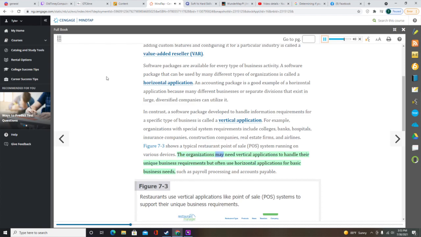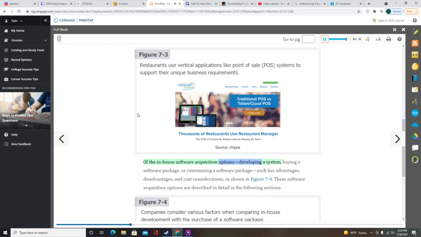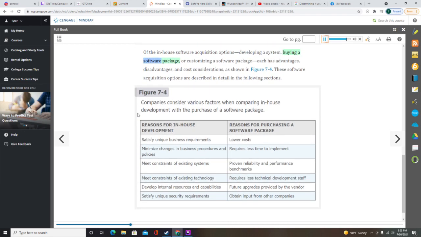The organizations may need vertical applications to handle their unique business requirements but often use horizontal applications for basic business needs, such as payroll processing and accounts payable. Of the in-house software acquisition options: developing a system, buying a software package, or customizing a software package, each has advantages, disadvantages, and cost considerations, as shown in Figure 7-4. These software acquisition options are described in detail in the following sections. Figure 7-4. Companies consider various factors when comparing in-house development with the purchase of a software package.